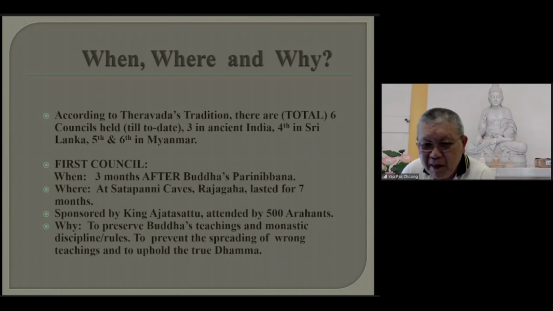The first council was held 3 months after Buddha's Parinibbana, at Satapani cave, Rajagaha, and it lasted for 7 months. This council was sponsored by Ajatasattu and attended by 500 Arahants. But why did the monks have to gather and attend the council meeting? In fact, for any council throughout the region, it is mainly because of some happenings. So in this case, for the first council, we have to find out why the monks called for this council meeting.